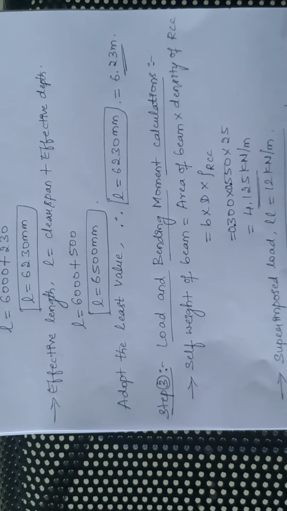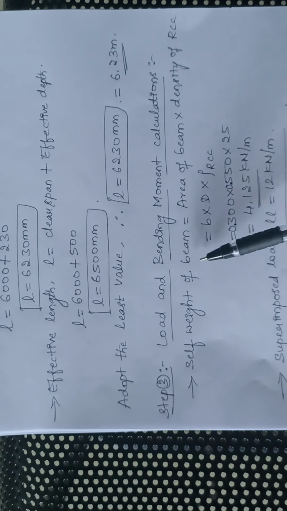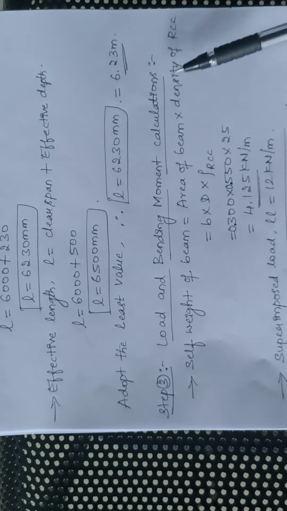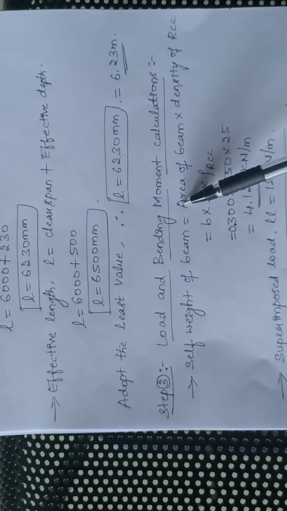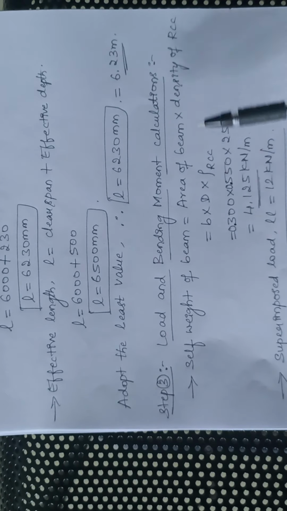Let us move to the third step. In the third step, we need to calculate the load as well as the bending moment. First, let us find the total load which is carried over the beam. To find that, we first have to find the self weight of the beam itself. To find the self weight, we have the formula area multiplied by density of RCC. Here the beam type is rectangular, hence the formula for the area of a rectangle is B into D, and the density will be represented by the symbol rho.